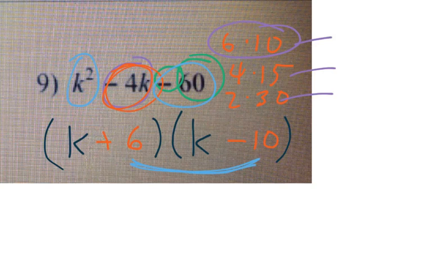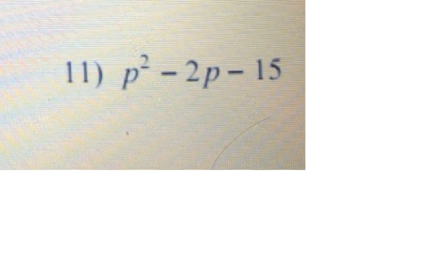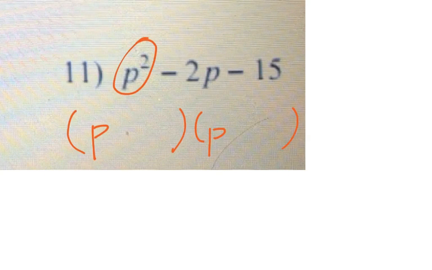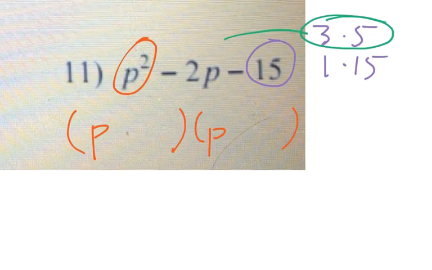Okay, let's try the second one. So what was my first step again? Well, I looked at the first term, p squared, and I say, well, how can I factor p squared? Isn't p squared just simply p times p? Then again, I look at the last number, and I ask myself, well, how do I make 15? 15 normally is 3 times 5, right? Or 1 times 15. But 3 times 5 is the one that's going to help me get negative 2.